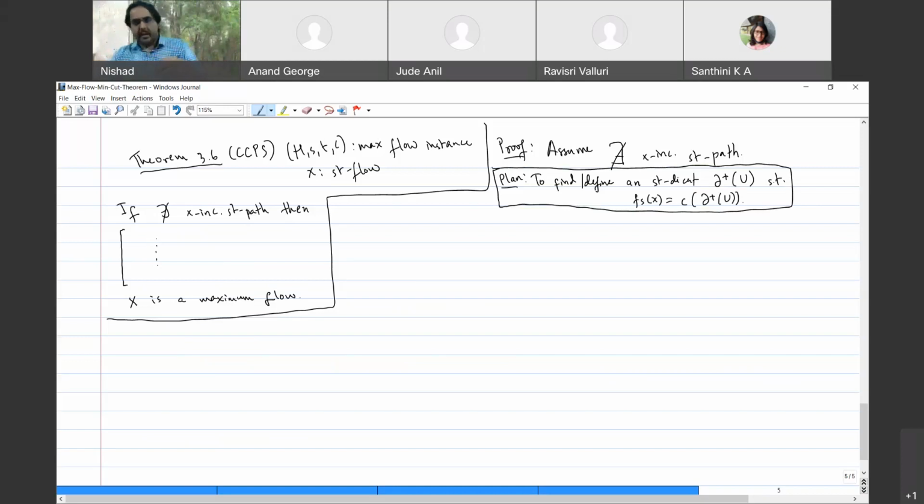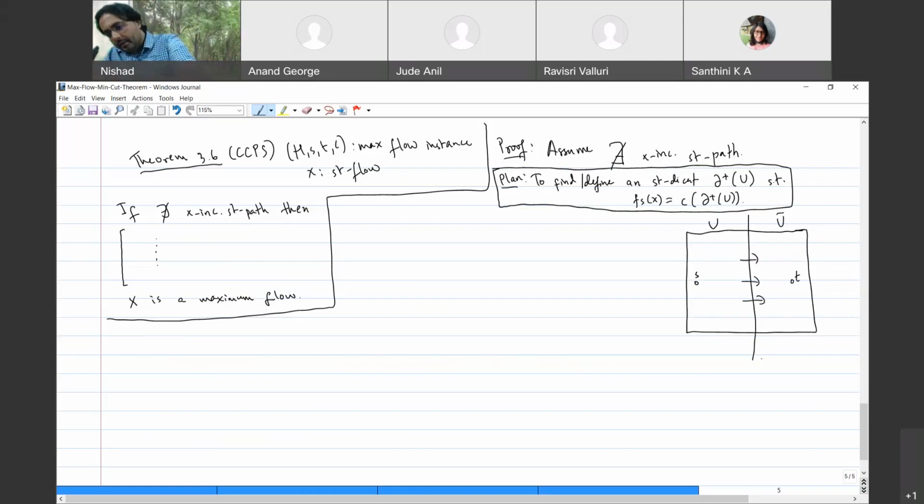Okay, great. So how do we do this? Let's draw a figure to get some clarity. So we are trying to define some set U of vertices that will contain S but not contain T. And we want to make sure that this cut, so we are looking at the edges going out here, has the same capacity as the value of this flow, right? This is the desired condition.